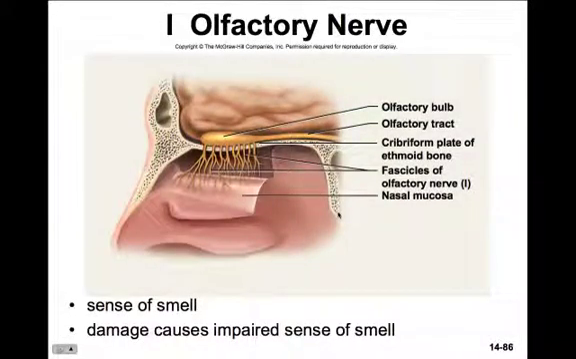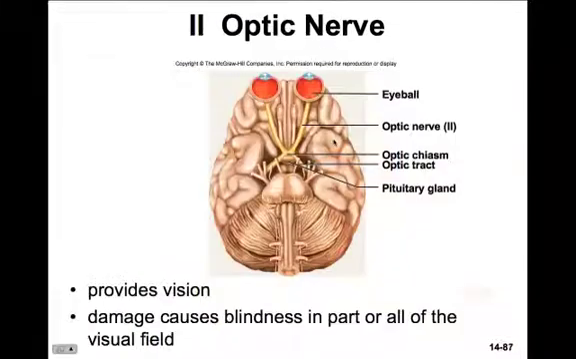Let's begin by looking at number 1, the olfactory nerve. It's involved in the sense of smell. Damage to it causes an impaired sense of smell. The olfactory bulb is attached to these fascicles of the olfactory nerve that dip down into the nasal mucosa. Remember, they come through the cribriform plate of the ethmoid bone. The signals are then conducted along the olfactory tract, which is the actual nerve that we're interested in.